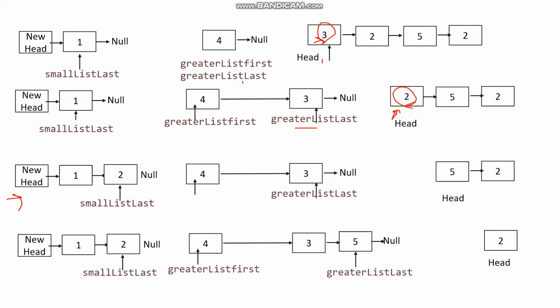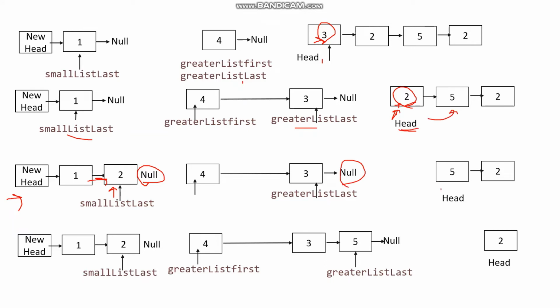So 2 is less than 3. So it's going to be in our left list, that is the smaller list. Initially our small list last is here, so its next will point to the new node of the smaller list. So it will point to here, and our small list last will become 2. And also we will point null at the last node. Also here is null in the last node, and then we will move our head to the next element here.